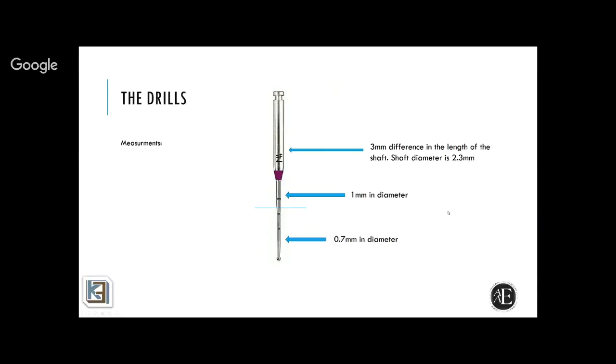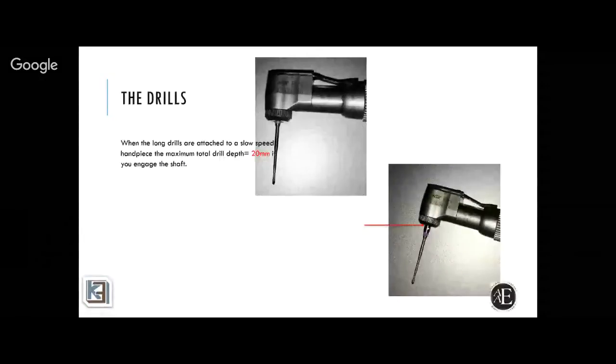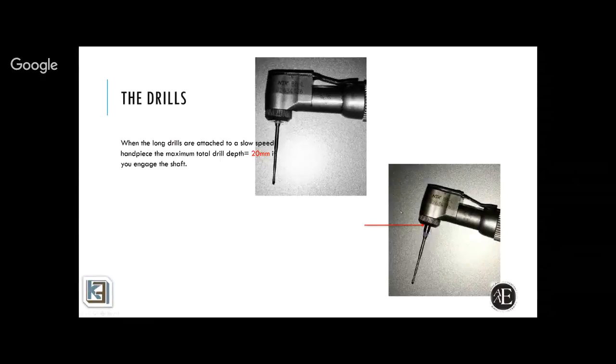And this is how it looks. You can see this is the short drill, and this is the long drill, and the difference is in the actual shaft that goes in the handpiece. So 3 millimeters is a big deal. It makes a big difference.